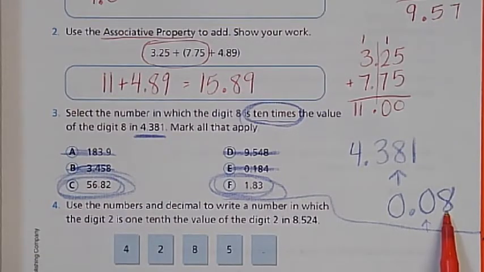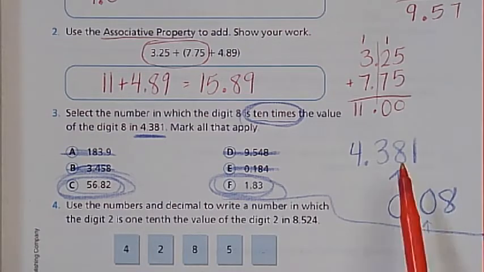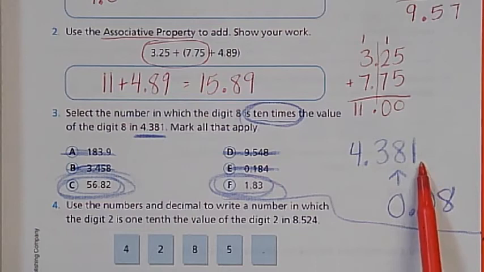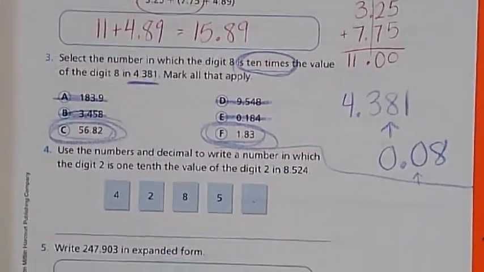The hundredths place is here. The tenths place is 10 times bigger. The thousands place would be 10 times smaller because it's to the right. All right, let's go on to number 4.